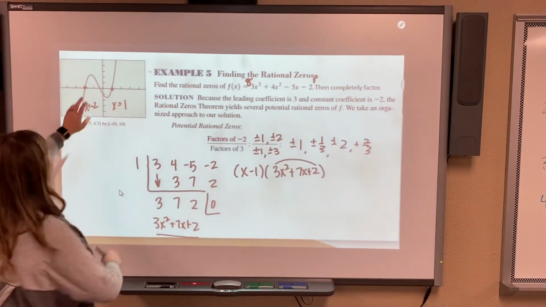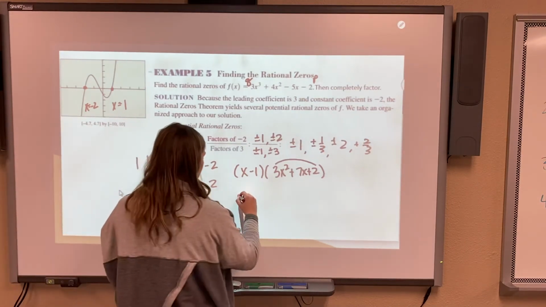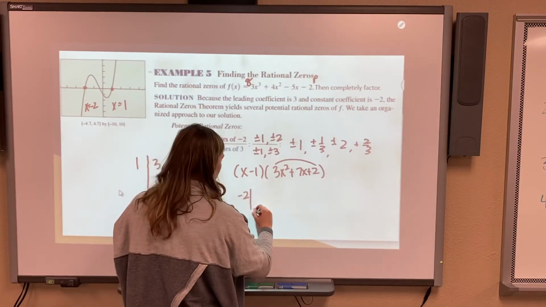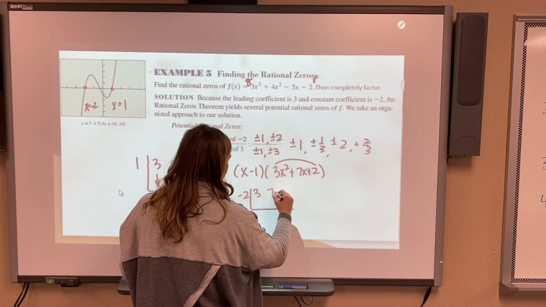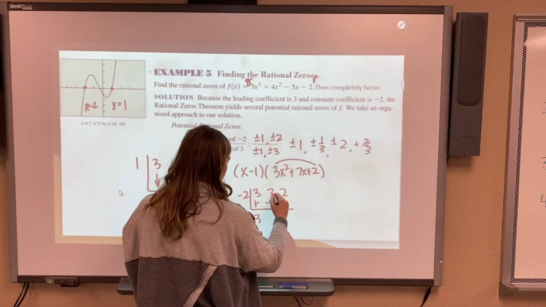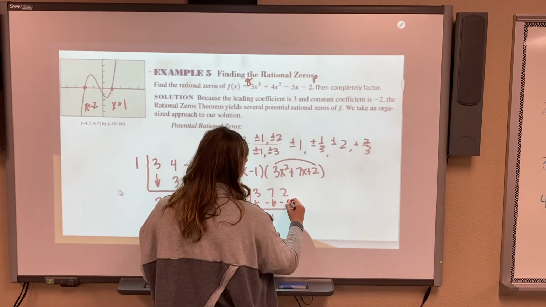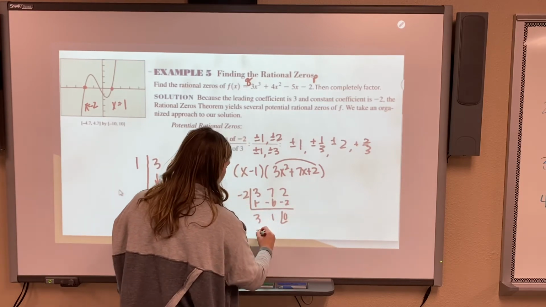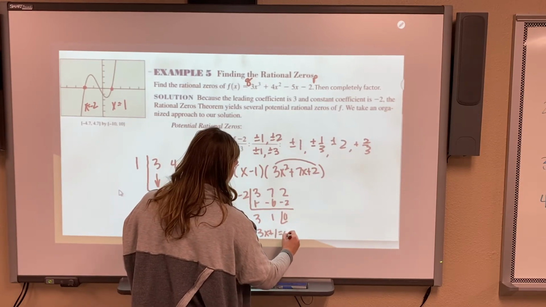Stay with me. Let's divide by our -2 of this. We'll divide by a -2. We get a 3 and a 7 and a 2. Bring down our 3. -2 times 3 is a -6. That would be a 1. -2 times 1 is that, so it would be a 0. So we get 3x plus 1 equals 0.